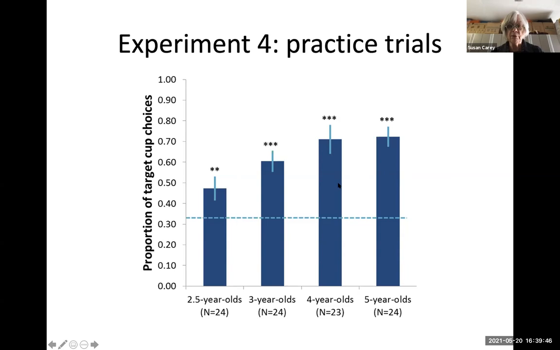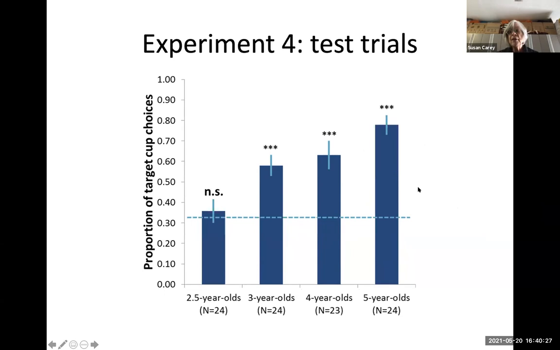And this is lousy performance. The 2.5 and 3-year-olds are choosing the certain option only at a level not different from 50%. All right. So they're not showing the distinction between 100% probability and 50-50 probability. And the 4 and 5-year-olds are significantly greater than 50% and significantly better than these two. But their performance isn't that strong.